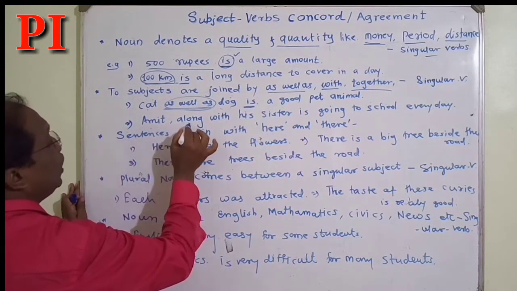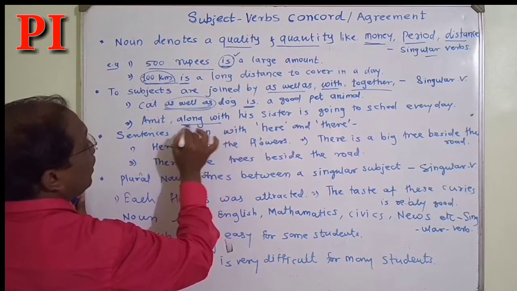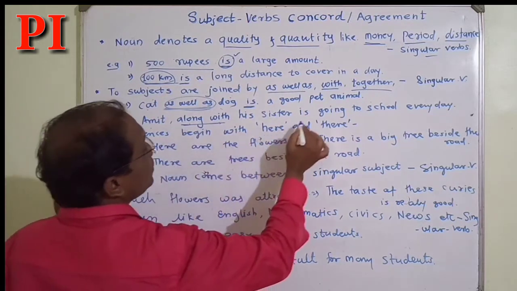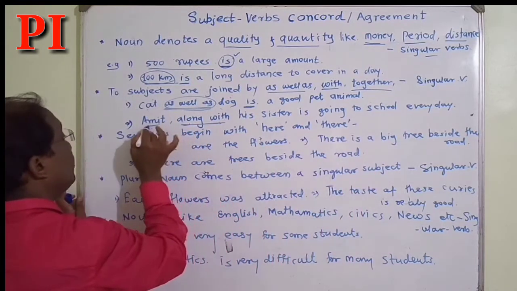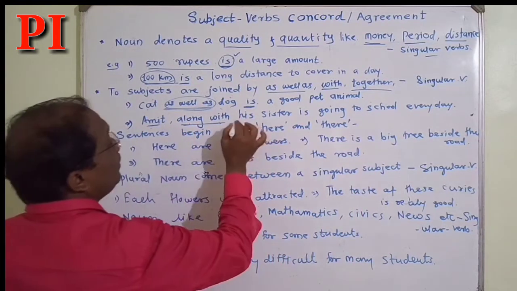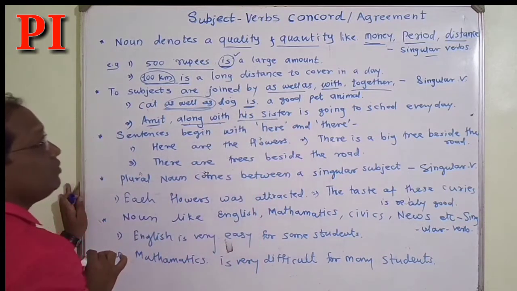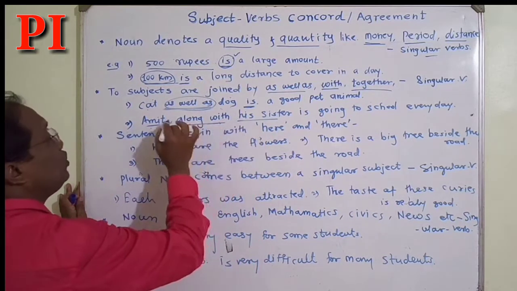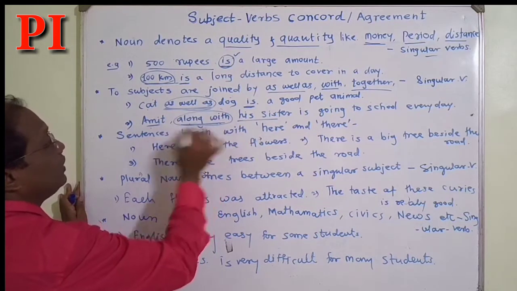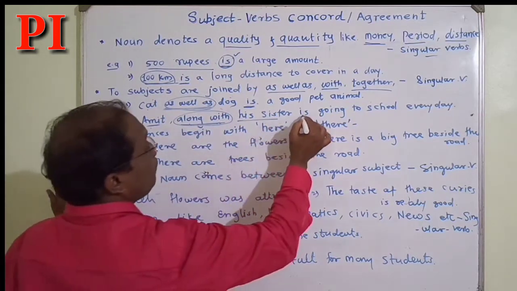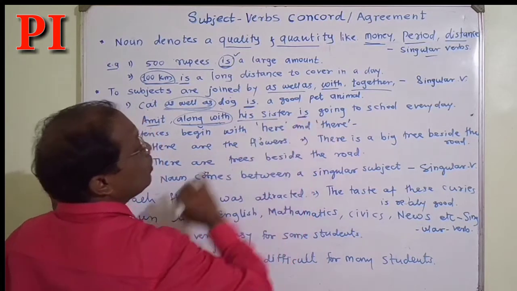Amit along with his sister is going to school every day. Amit is one subject here. Then his sister is another subject, but those two subjects are joined along with that connector. Therefore, we use is, a singular verb here.